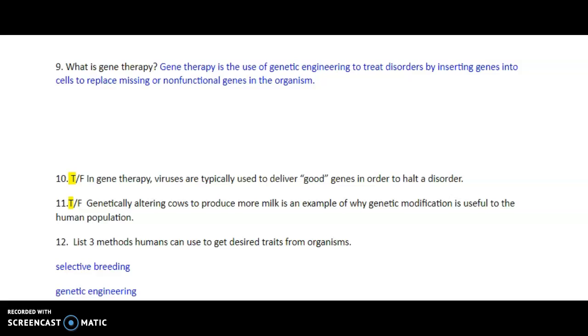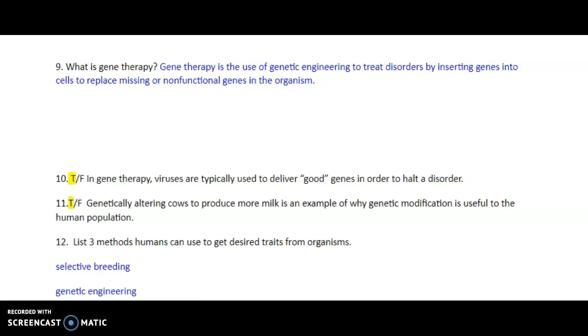Number 10, true or false, in gene therapy, viruses are typically used to deliver good genes in order to halt disorders. That is true. Viruses are very good at sticking genetic material into the genetic material of another cell. And that's just what we need them to do in the case of genetic engineering. So yes, biotechnologists often use viruses as a vector to deliver the genes that they're using to modify.